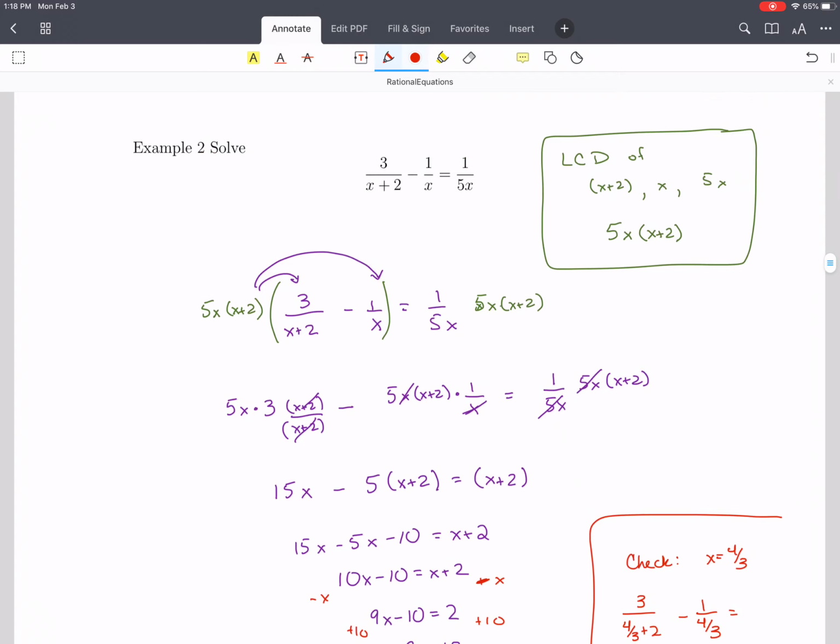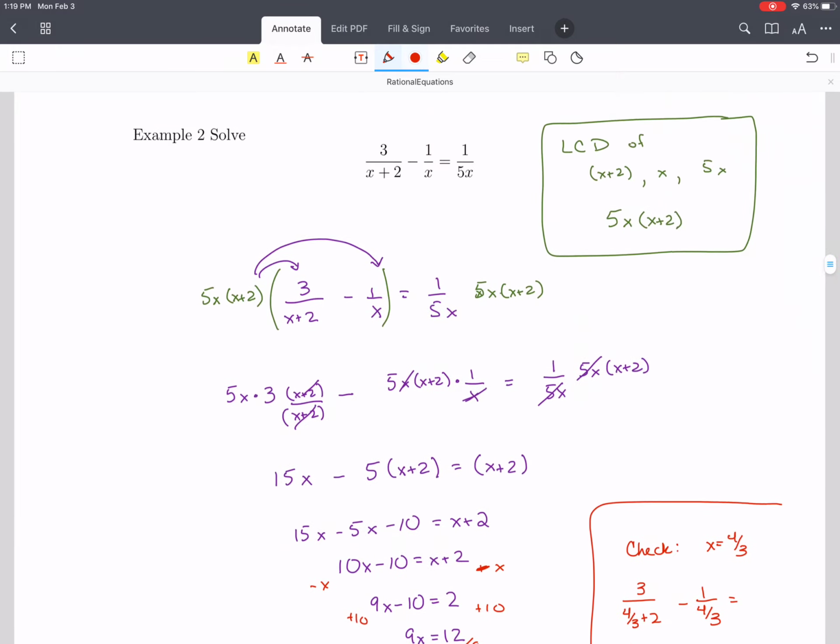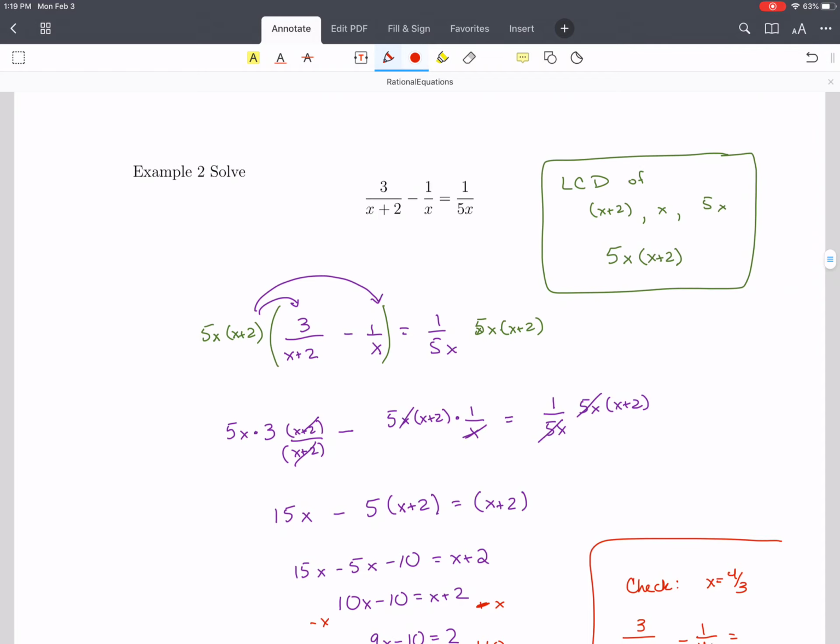Now let's look back at the top. The right side was 1 over 5x. So now we're going to check the right side and see if 1 over 5x is the same. So this is 1 over 20/3. Divide by a fraction, I multiply by the reciprocal. It is indeed the same. So x equals 4/3 is a solution to this equation. And we found that by multiplying both sides of this equation by the least common denominator and simplifying.